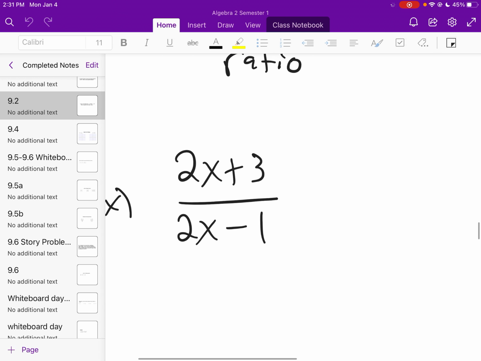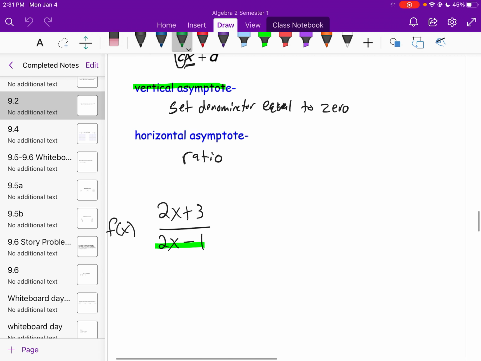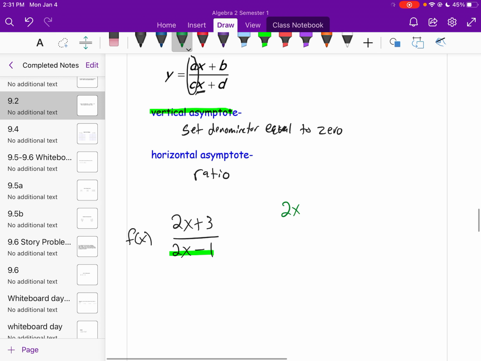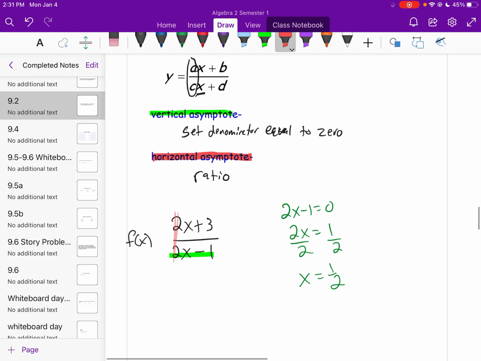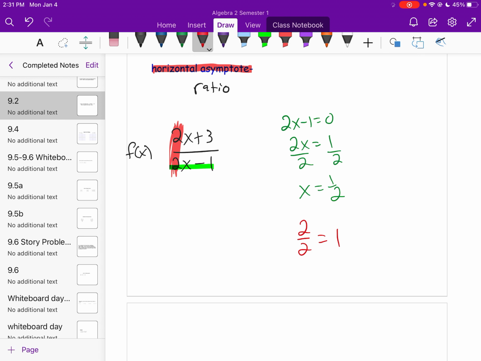Okay, so again, we set that denominator equal to 0. So 2x is equal to 1, dividing by 2, x is equal to 1/2. That is your vertical asymptote. Now, this is where it's a little trickier on this one, the horizontal asymptote. You are just taking the ratio with x. So in this case, it would be 2 over 2 or 1. And whenever it is a horizontal asymptote, it is y equals.